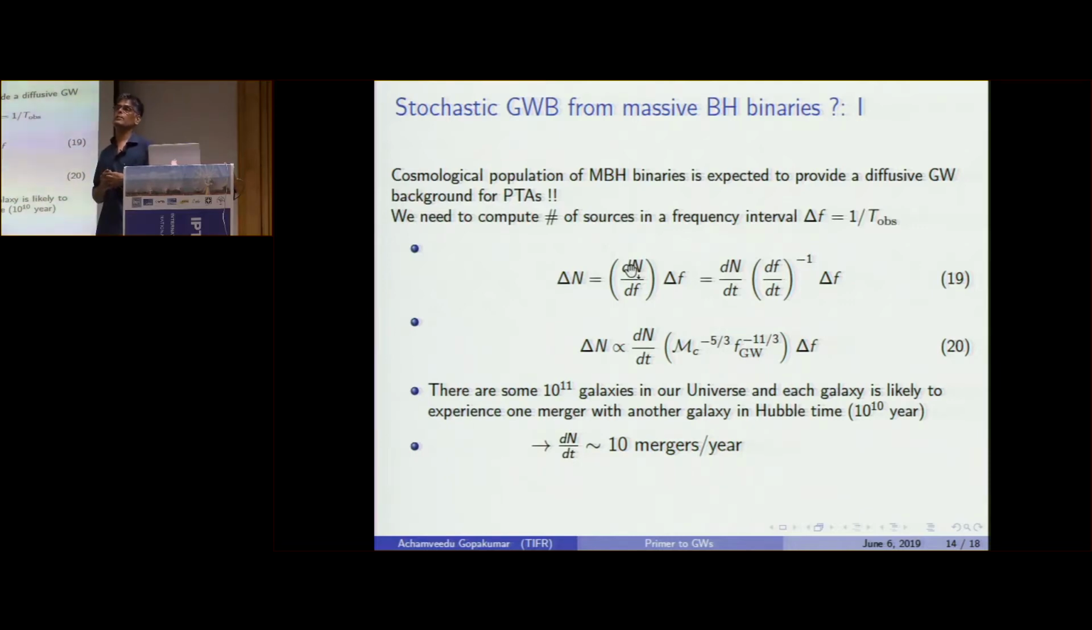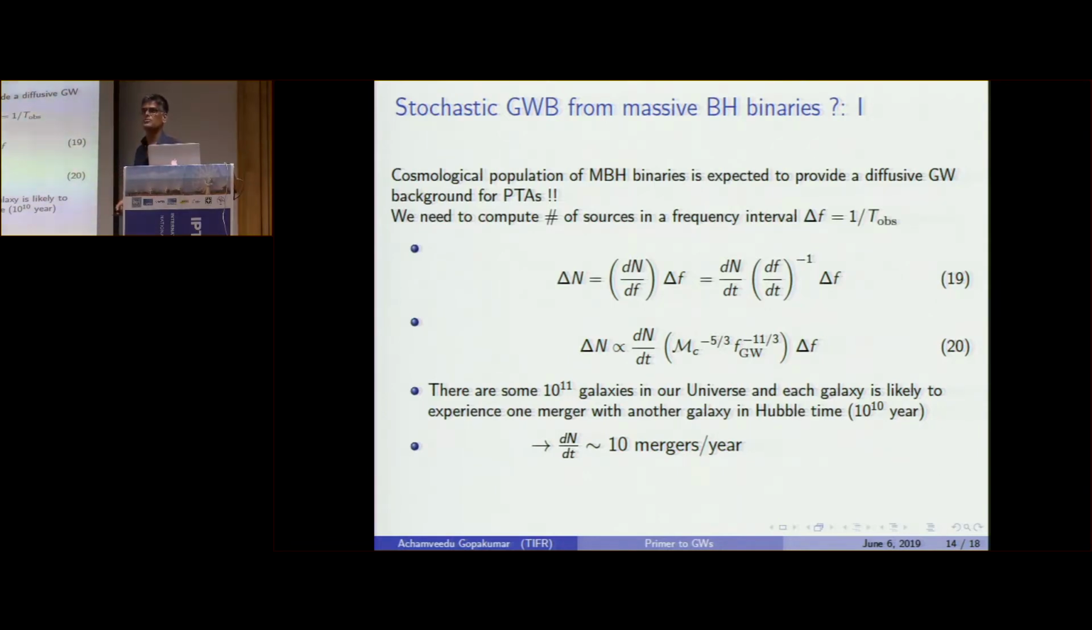Why do you think it will be a background? Why can't we see individual black hole binaries? The argument again is fairly straightforward. Suppose we want to know how many such sources there are in a frequency interval delta f. We usually have delta f as 1 over t observed, the time of observation. It can be a decade, for example. Then I can write delta n as dn over df times delta f.